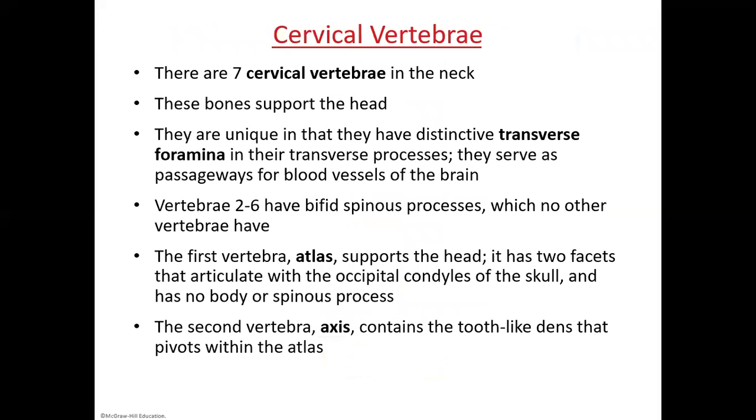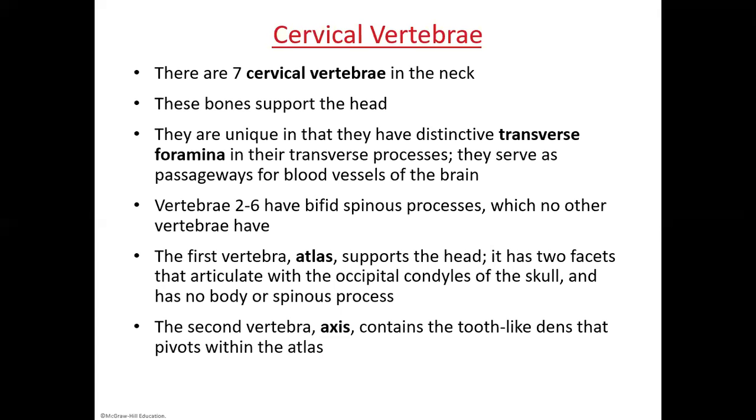So the cervical vertebra, the cervical region, if you remember way back to chapter 1, is the neck area. So these are the vertebrae that are located in your neck. You have 7 of them. These bones help to support your head. They allow your neck to move and bend and twist as well. They are unique compared to the other vertebra. They have what they call transverse foramina, meaning they have more than just that one hole.